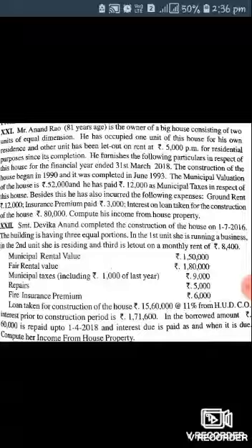A loan was taken for construction of 15,60,000 at a rate of 11% from HUD and Co. Interest prior to construction paid is 1,71,000, and of the borrowed amount, 60,000 was repaid up to 1/4/2018, and the interest due is paid as and when it is due. Compute her income from house property.